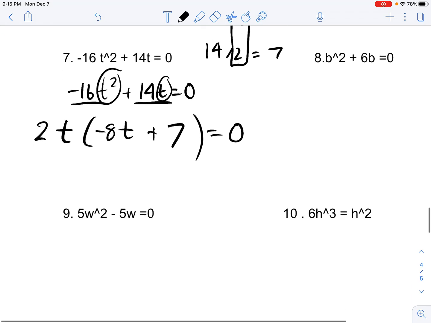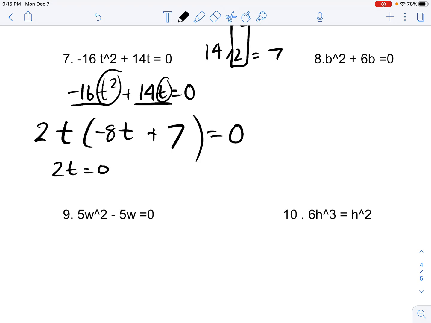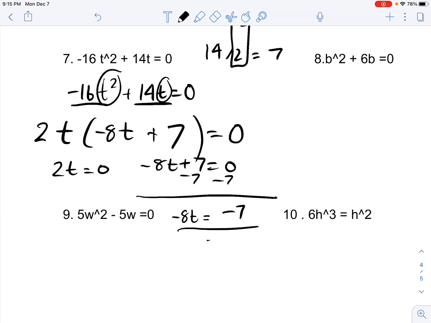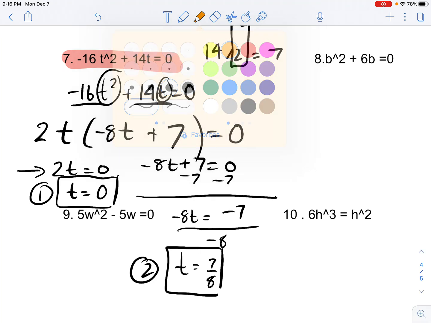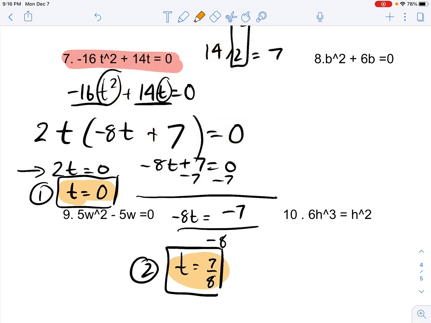And if we make this equal to 0, 2t is equal to 0. Negative 8t plus 7 is also equal to 0. We subtract 7 on both sides, giving us negative 7 is equal to negative 8t. Divide negative 8 on both sides as well, and you get t is equal to 7 over 8. You also have this 2t over here. 2t is equal to 0, and that just gives you t equals 0. So this one and this one are both solutions to this equation. This is a solution, and this is a solution.